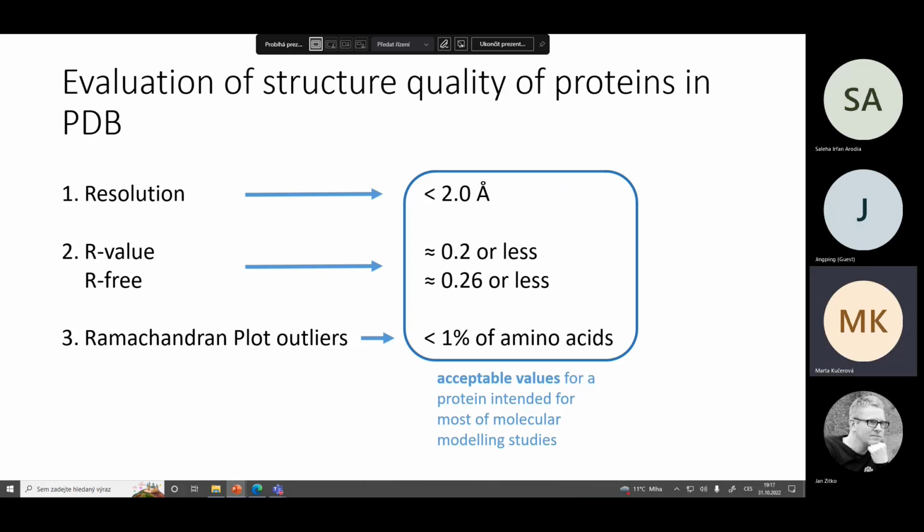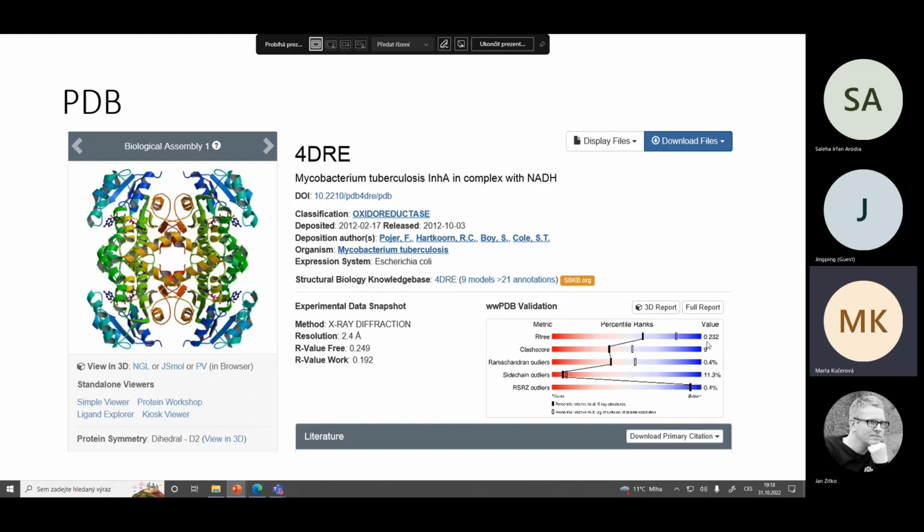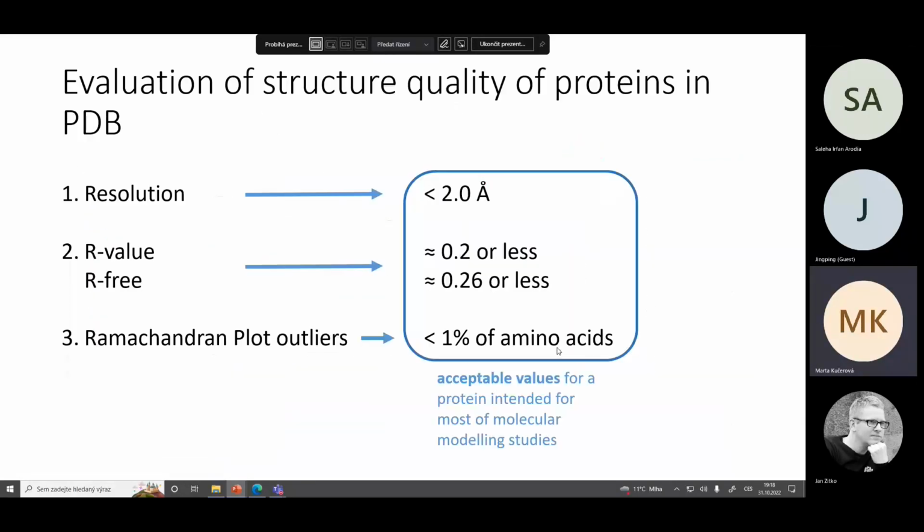What can we also evaluate? The Ramachandran plot outliers. So when I skip back, you can see here a plot, and in the 3rd line, the wwPDB validation, the third line are Ramachandran outliers, which is here 0.4. This is not bad. But we can also evaluate side chain outliers and some others. However, the Ramachandran outliers are for us important, and should be less than 1% of the amino acids.